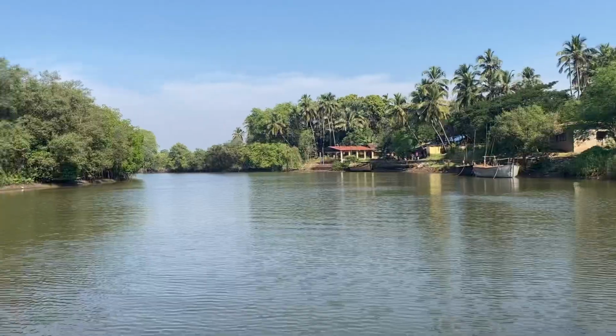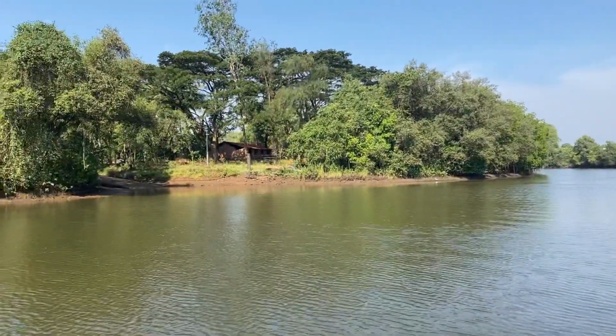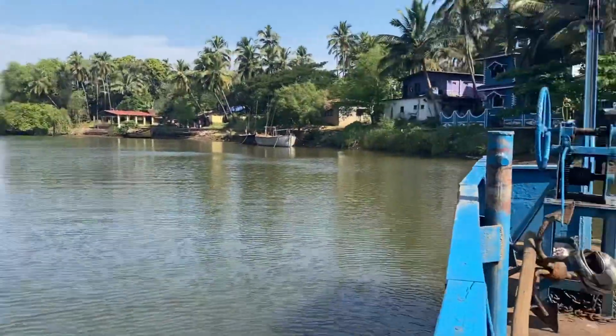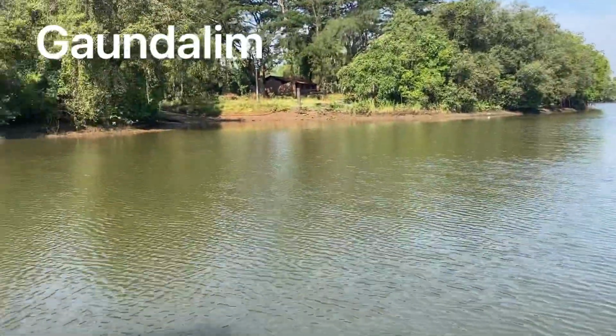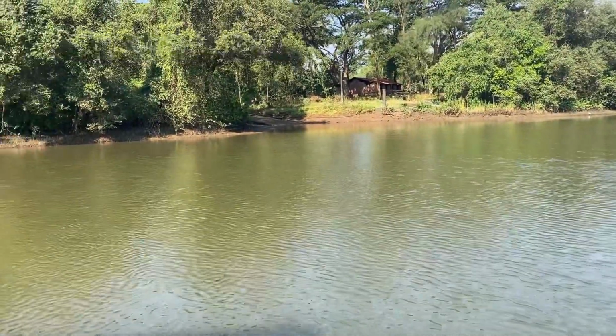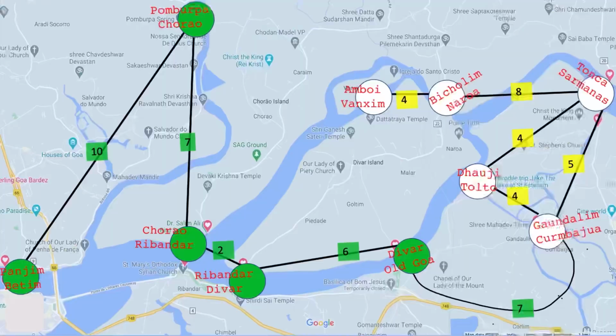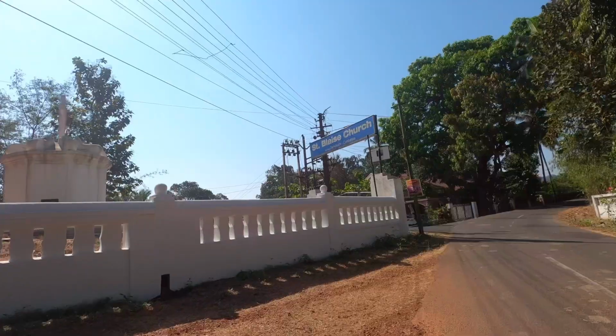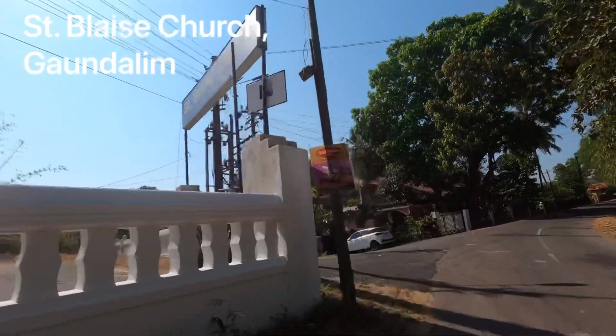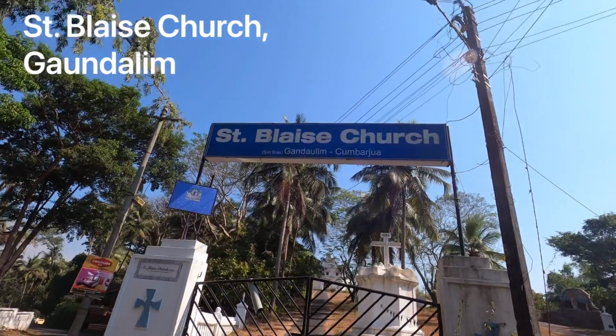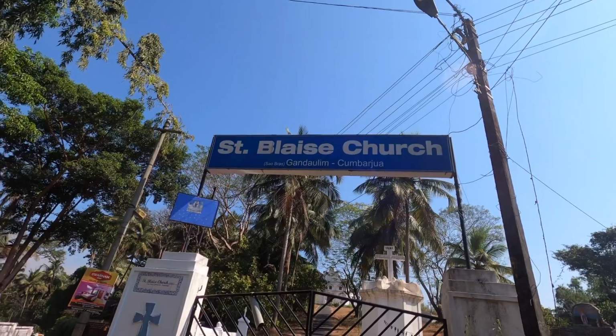Boat number 6. Barjua to Gondoli. Really short ride. It's from there to there. So that was ferry boat number 6. St. Blaise ship, Gondoli. Never been here.